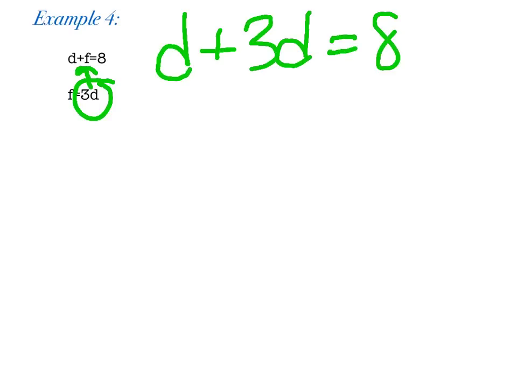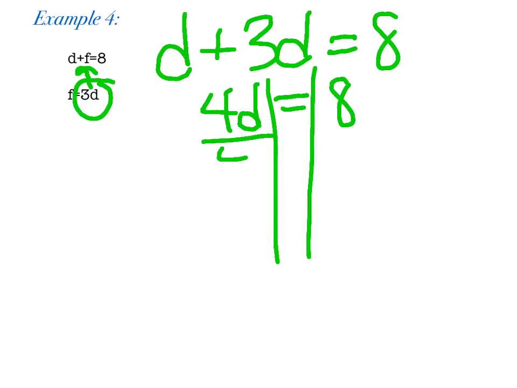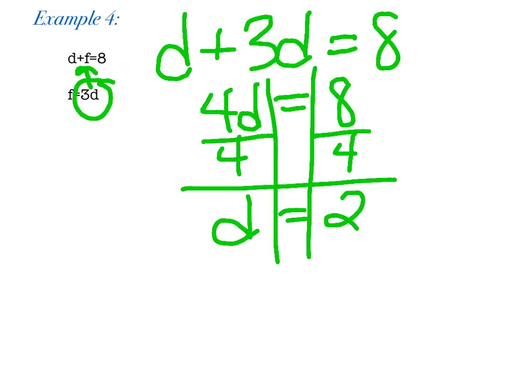I have like terms on the same side of this equation, so I'm going to go ahead and combine those. If I have 1d and I add 3 more d's, I now have 4d. And I'm going to use my knowledge of inverse operations in order to find the value of d, which is 2. So we just completed steps 1 through 3.